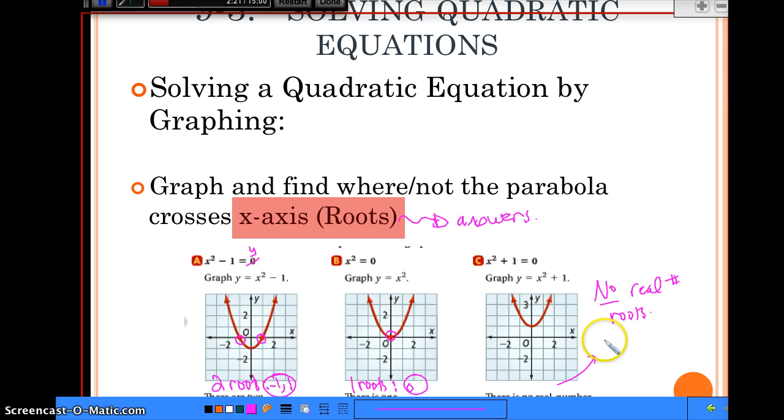The book doesn't talk about this, but when this happens, there's actually an answer, but they're called imaginary numbers. You really don't get into imaginary numbers until you get into Algebra 2, which is a couple years away. So the book just says there's no real roots, but don't think that means there aren't any answers. There are answers. They're just not real number answers. They're imaginary number answers. Okay?